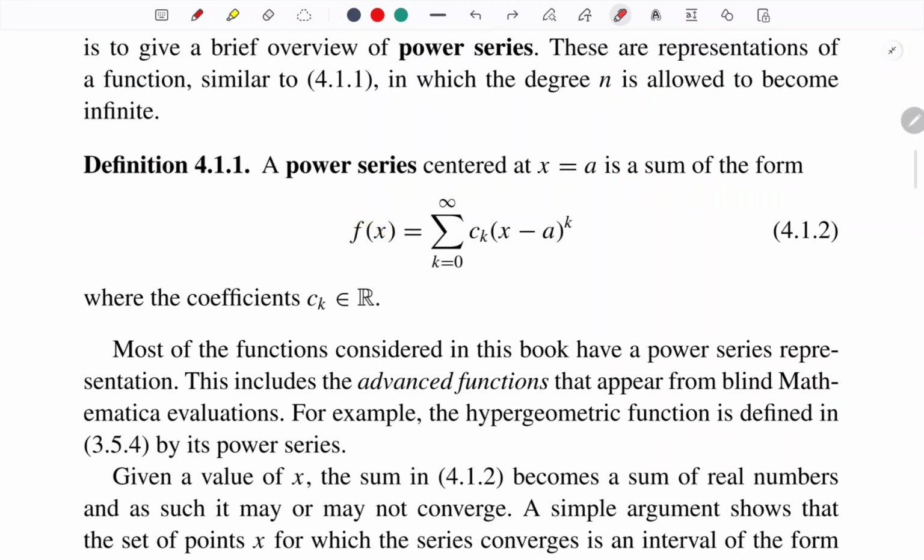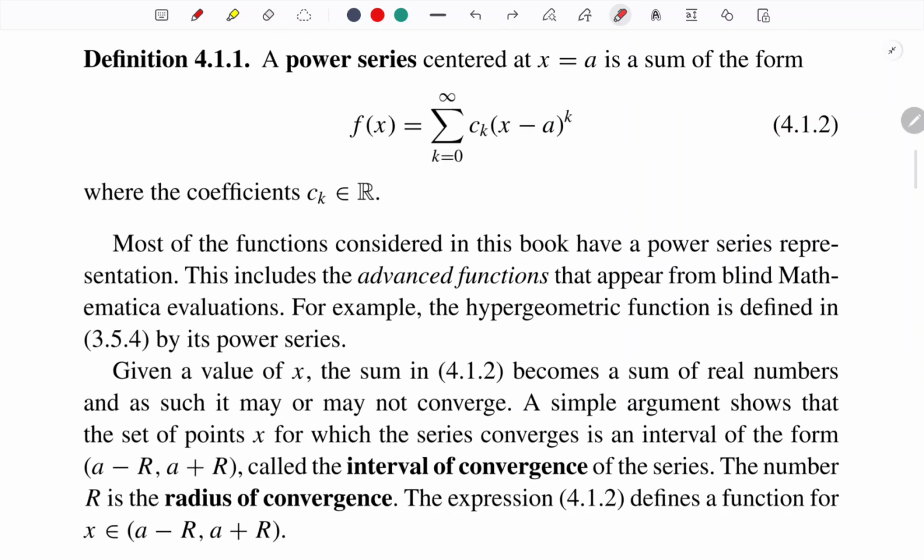So what we are having is f of x as this series from k equals 0 to infinity of c sub k times x minus a to the k, where c sub k belongs to R. A power series centered at x equals a is a sum of this form. We'll understand it. Most of the functions considered in this book have power series representations.